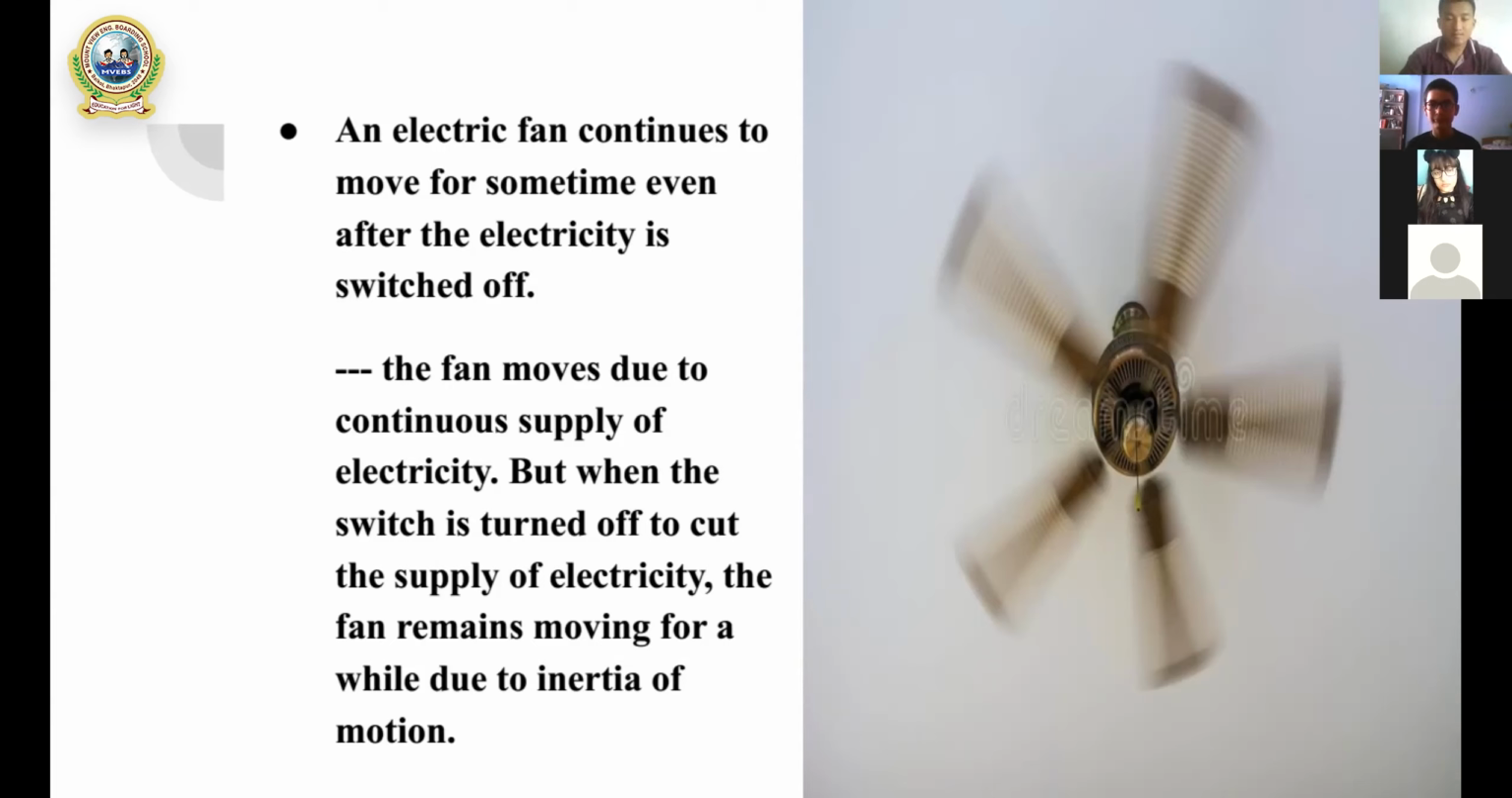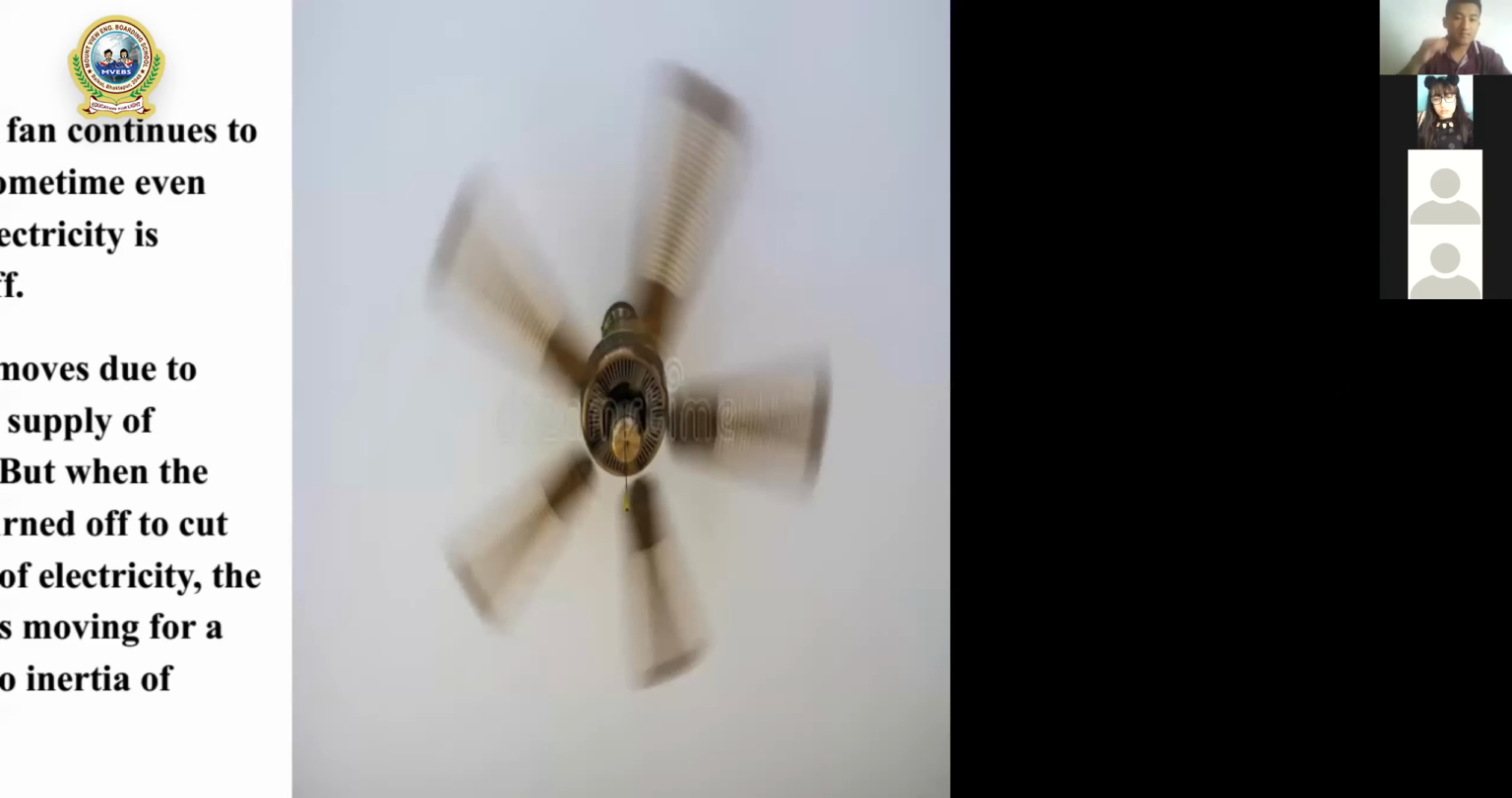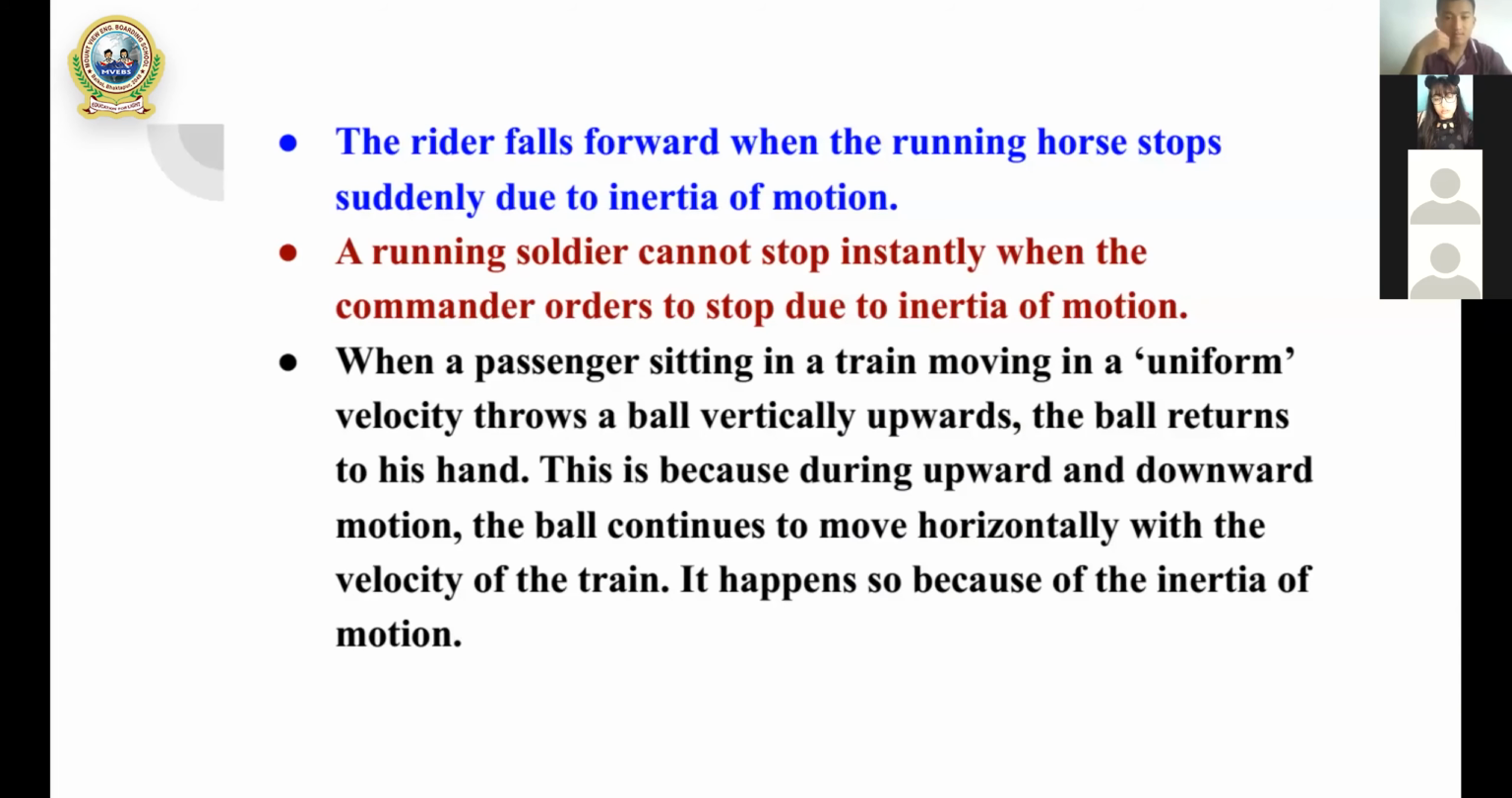So let's give more examples about inertia of motion. I hope you are listening to me. Please concentrate, and you can also observe the slides and see the screen which I have shared.